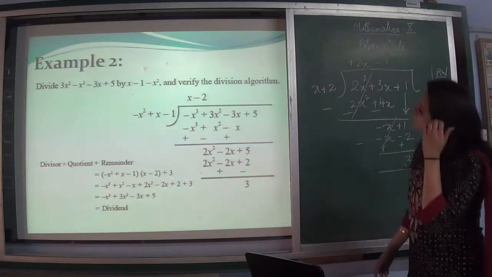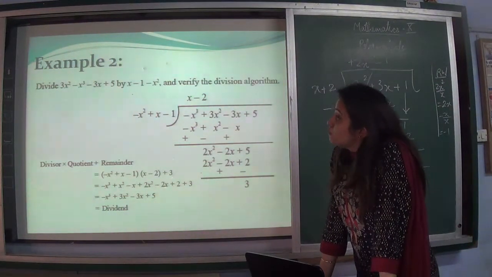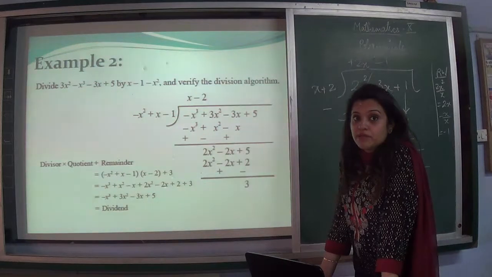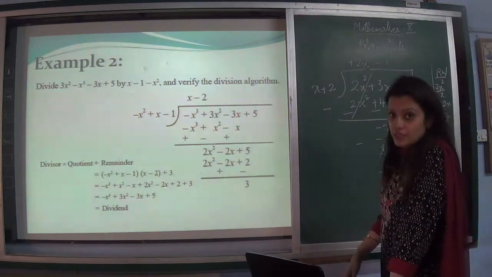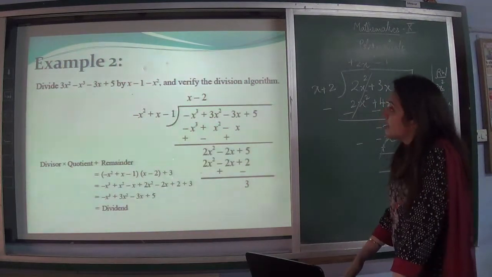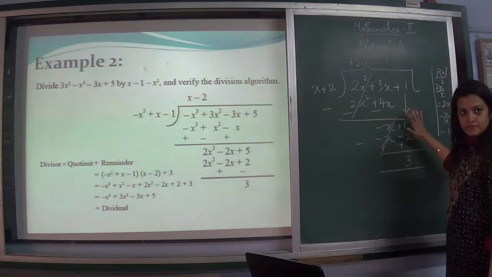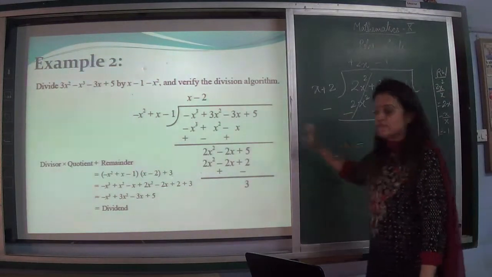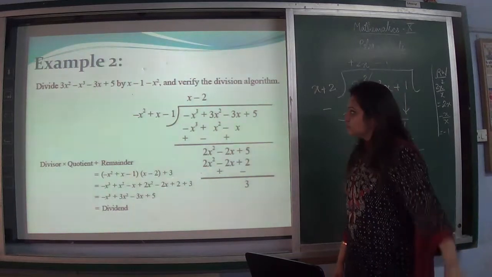Example 2. Divide the given polynomial 3x squared minus x cubed plus minus 3x plus 5, my god, it's a big polynomial, by x minus 1 minus x squared, even bigger, and verify the division algorithm. Now whatever we did orally in the previous example, we're going to do manually here. Now the trick and the tip, they both come into practice.